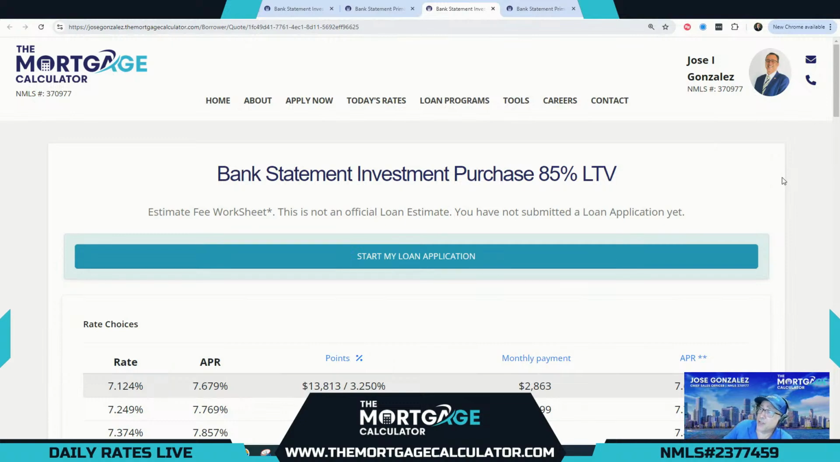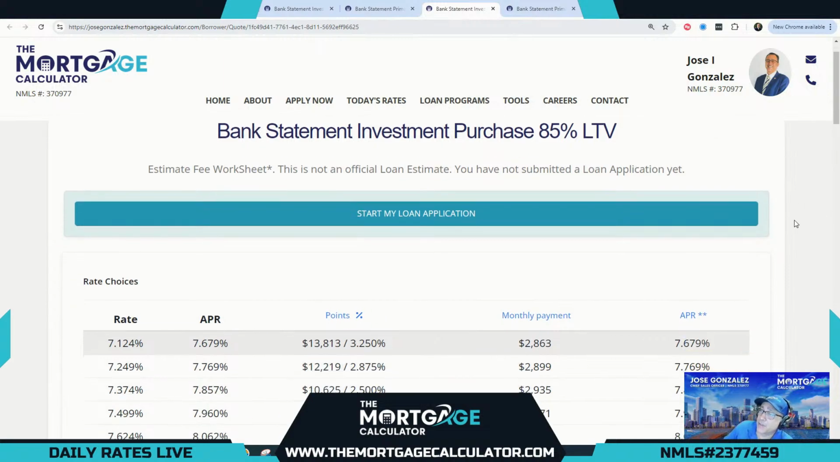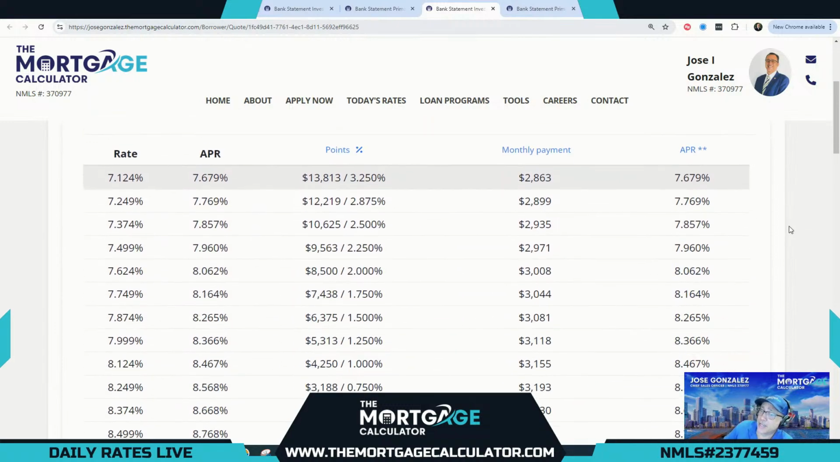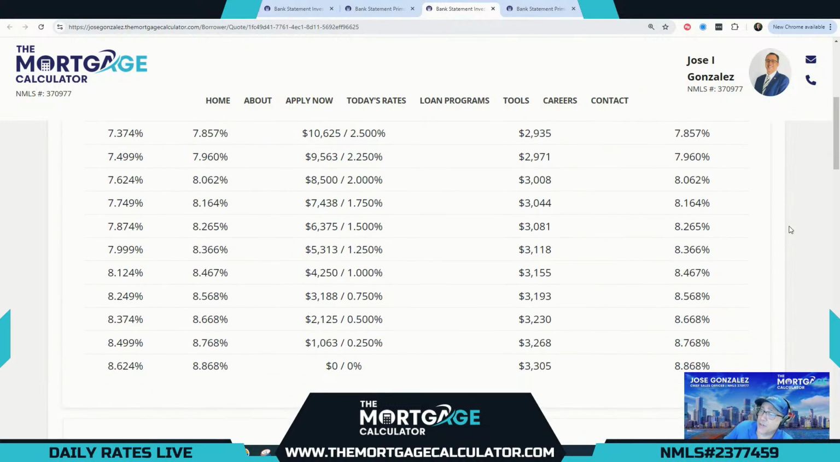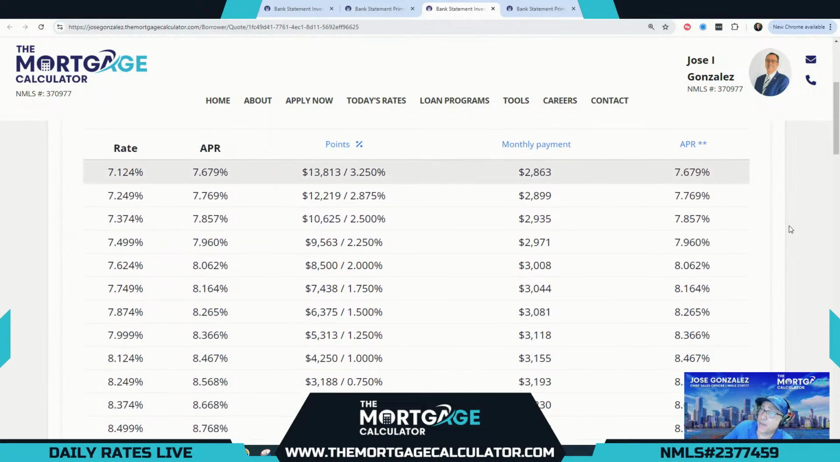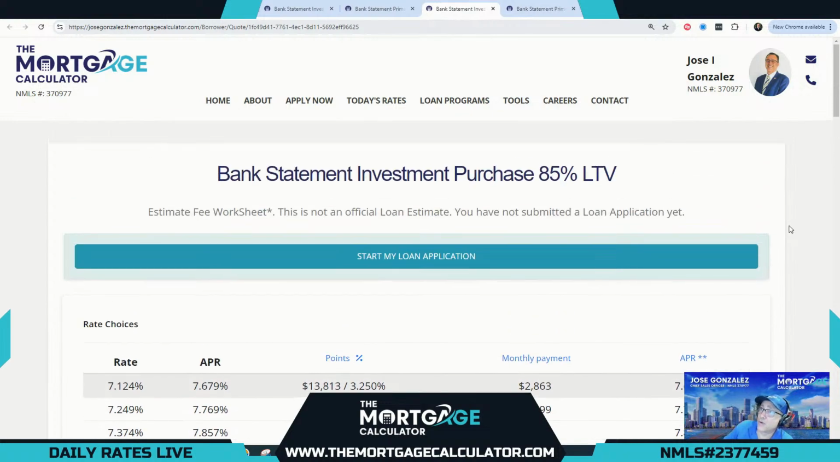And for our investors out there, 85% LTV is the maximum LTV for a bank statement investment purchase. Our lowest cost option here is 8.624 at par, and we can buy that rate down all the way to 7.124% for our investment purchase at 85% loan to value, only 15% down payment.